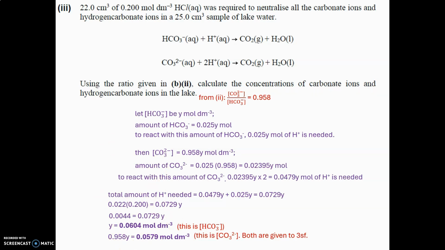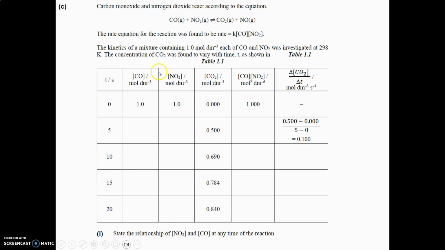Okay, next part. Part C, we have an equilibrium reaction between carbon monoxide and nitrogen dioxide. The first thing that we can tell from the reaction is that they react in a 1:1 stoichiometry, which means that at any point in the equilibrium reaction, the concentration of both of these gaseous species will always be the same because they will be decreasing at the same rate.